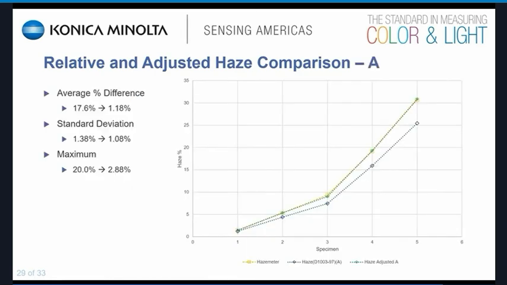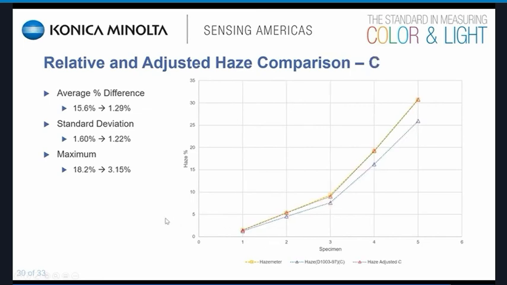Another way to look at this is for each sample, we can plot what the haze would be, and you'll see the haze meter is in yellow again, and you can see that for illuminant A, when we've adjusted, we have very good agreement, and we have quite a large difference when we just use the raw haze data. So by adjusting, we can go down from a percent difference of 17.6% down to 1.18. We can reduce our standard deviation, and our maximum percent difference goes from 20% down to about 2.9%.